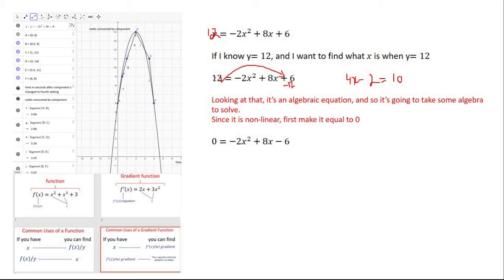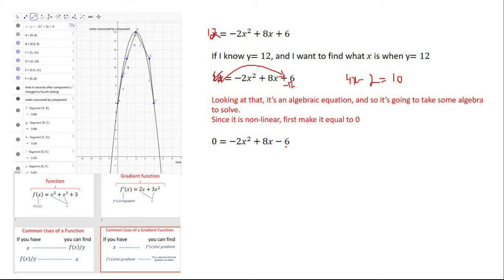And remember, the 12 doesn't exist over here anymore, right? It doesn't exist. It used to, but now it doesn't exist. So there's 0 on this side. These are like terms. Don't apply the 12 to this or this. You apply it to that. So I get negative 2x squared plus 8x minus 6.